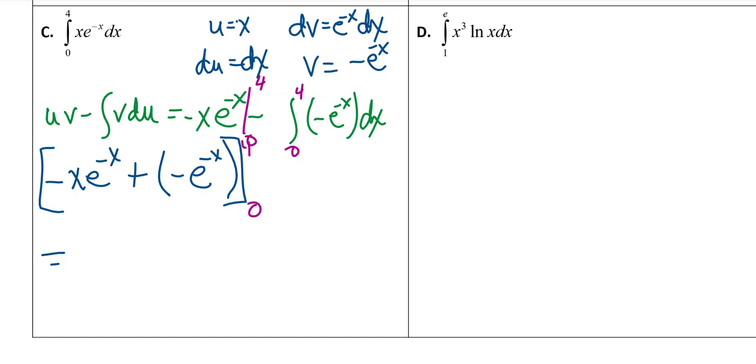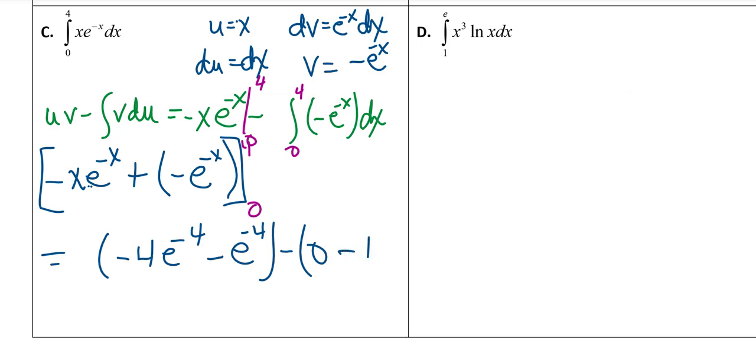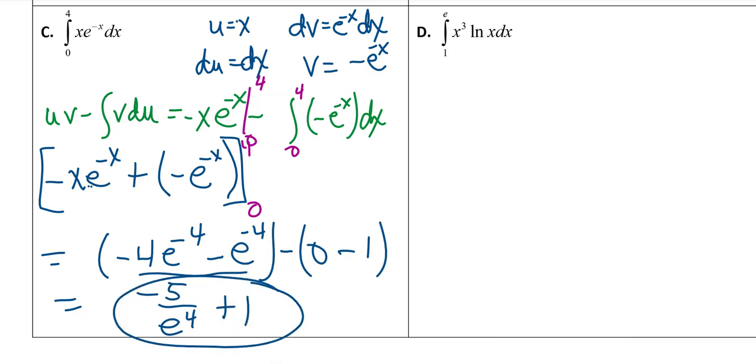So this is going to equal, when I do that, I get negative 4e to the negative 4 minus another e to the negative 4. And then when I put 0 in the first one, I get 0. And then when I put 0 in the second one, I'm going to get a 1, and then it's going to be negative because of the negative sign. Okay, so simplifying this, these two add together. So I get negative 5 over e to the 4th plus 1. Okay, letter D.